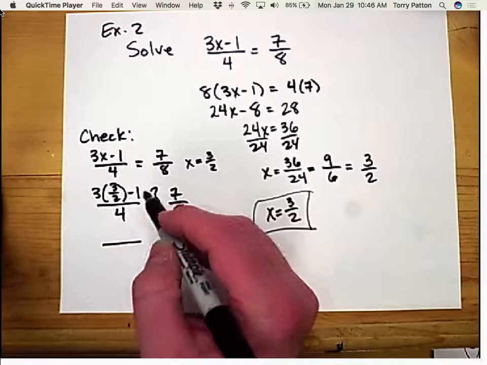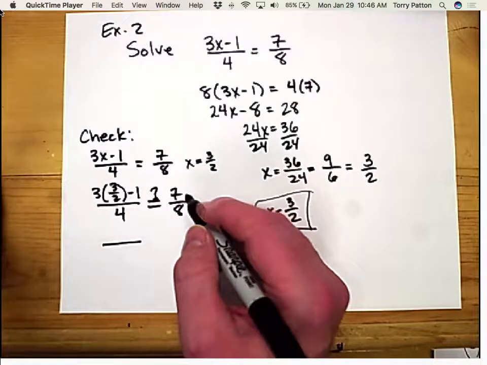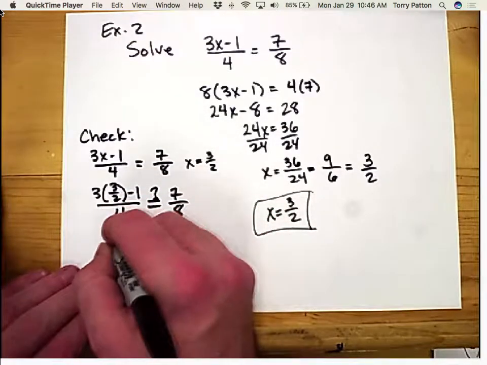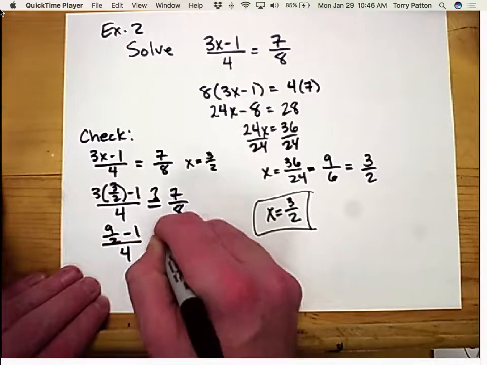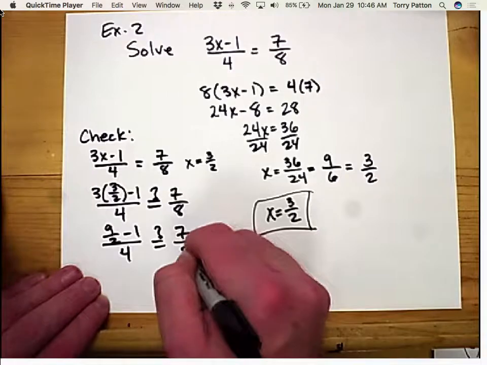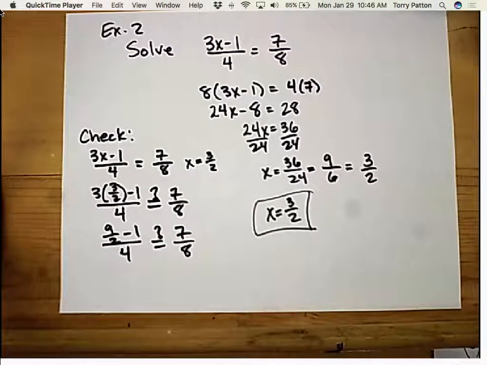3 times 3 over 2. Right, because you put the 3 over 1, and you would get 9 over 2 minus 1 over 4. Does that equal 7 over 8? Now, this is called a compound fraction. It's a fraction with more than one fraction bar, okay?